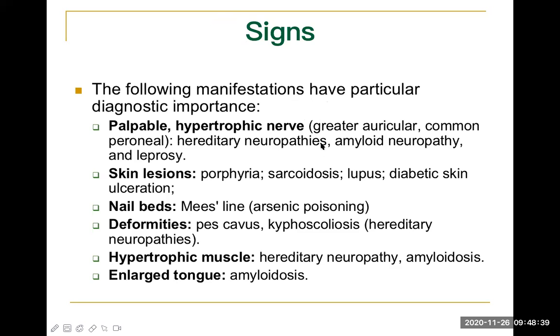We usually palpate the great auricular nerve and common peroneal nerve as well as the ulnar nerve. These three are very commonly examined in clinical practice. And they are palpable and hypertrophic in cases of hereditary neuropathy. One important example is Charcot-Marie-Tooth disease. Amyloid neuropathy means deposition of amyloid substance in the nerve, and very important in the developing world is leprosy. Leprosy is an infectious disease caused by Mycobacterium leprae. So these are some of the conditions where the nerve is palpable. Don't forget that, very important questions from the exam point of view.